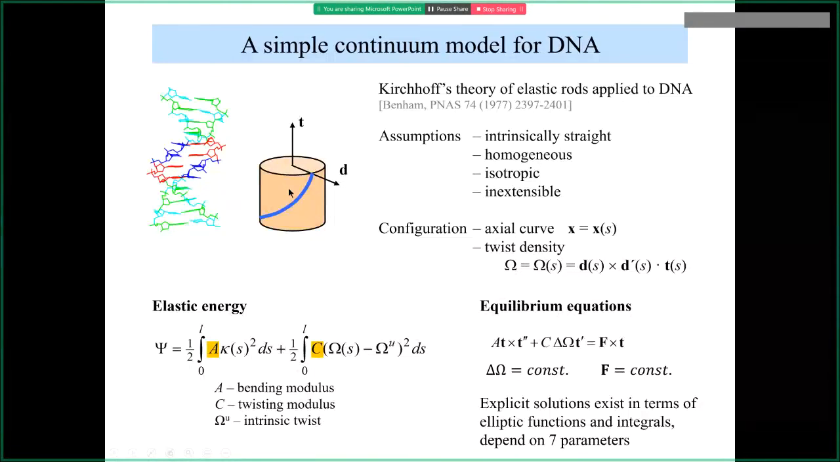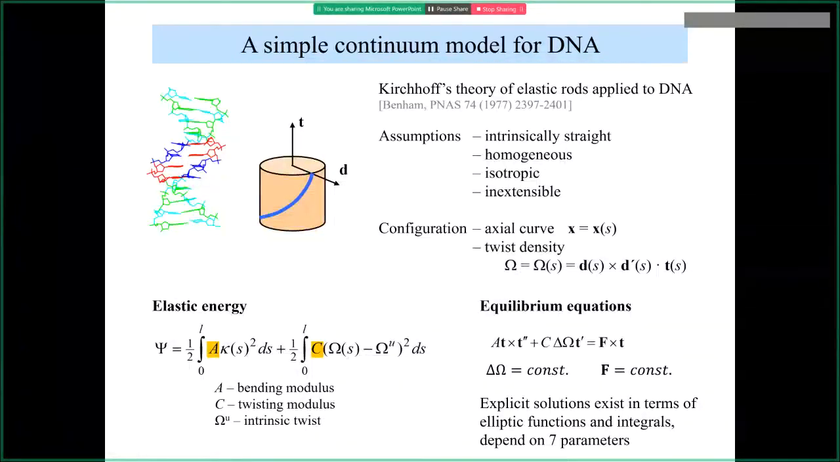So we can describe the mechanics with two moduli: the bending modulus, which is constant throughout, where the bending energy depends on the curvature of the axis of this rod, and then the twist density, where the energy depends on the twisting modulus, constant again, and the twist density along the rod. So the total elastic energy is then the sum of the bending and twisting energy.